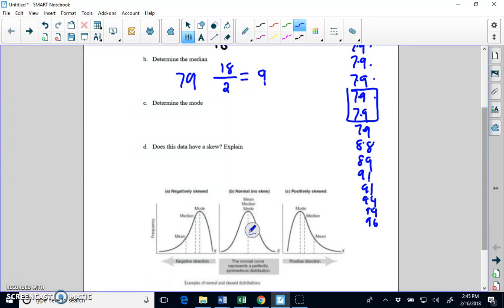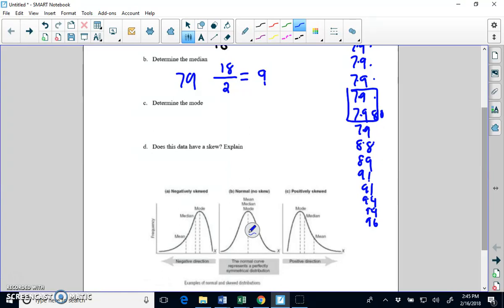If this was not both 79, let's say this was 80 or something like that, then you would average the two to get the actual median. So you would do 79 plus 80 and then divide by 2. So the median is the middle score. Okay? Now, the mode is the number that appears most often.